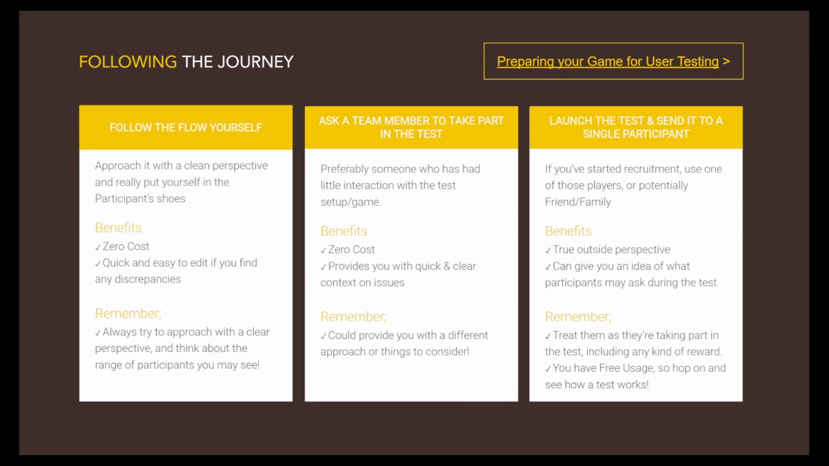So if you've started your recruitment, potentially use one of those players or potentially use friends and family. You'll get that true outside perspective that you'll have completely unbiased. Friends and family, debatable, but at least they'll be able to tell you how the journey itself went without maybe commenting on your game or project. They'll also be able to give you an idea of what participants might ask you during your test, so that would be great for things like triaging participant issues, things like that.